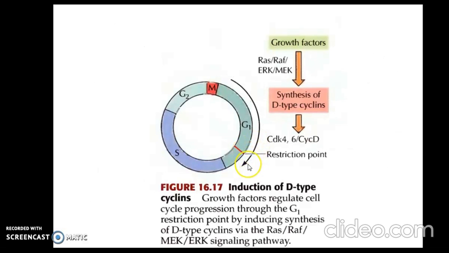You can see the induction of D-type cyclins here. The growth factors regulate the cell cycle progression through the G1 restriction point by inducing synthesis of D-type cyclins via the RAS, RAF, MEK and ERK signaling pathways.